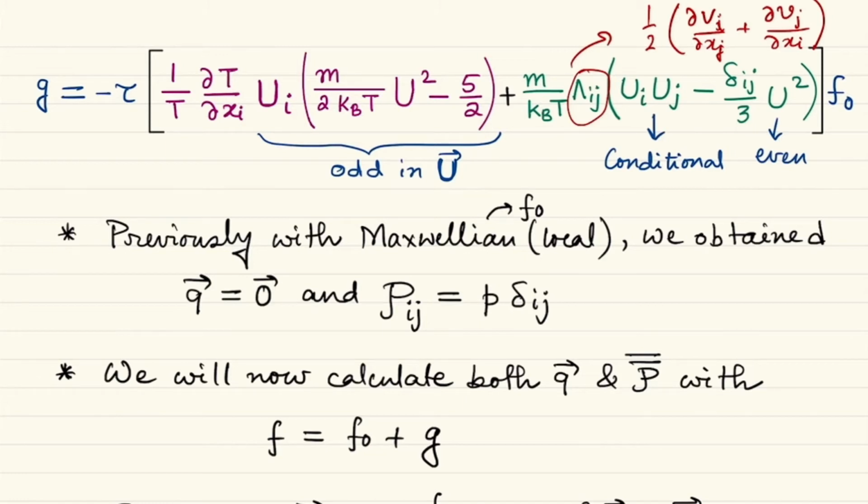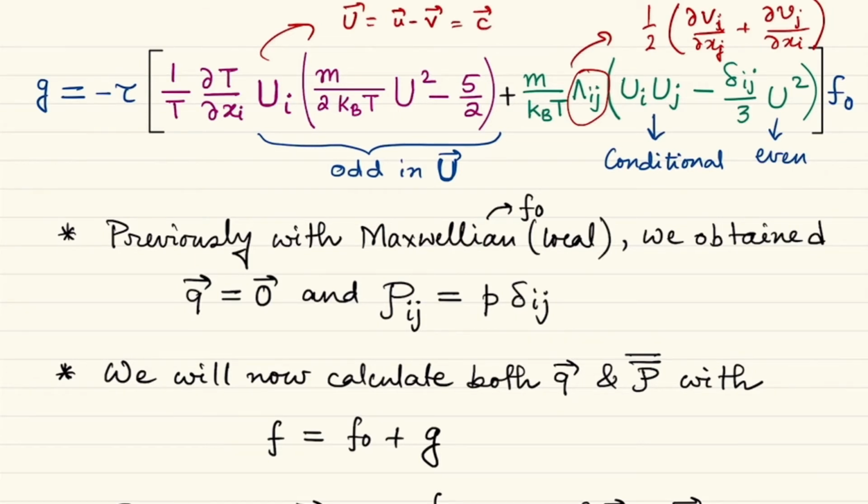Once again, when I say capital U, just remember capital U is nothing but the fluctuation velocity, which sometimes we call c, small c. Okay, so just for recapitulation, capital U is nothing but small u minus small v, which is equivalent to c as well.